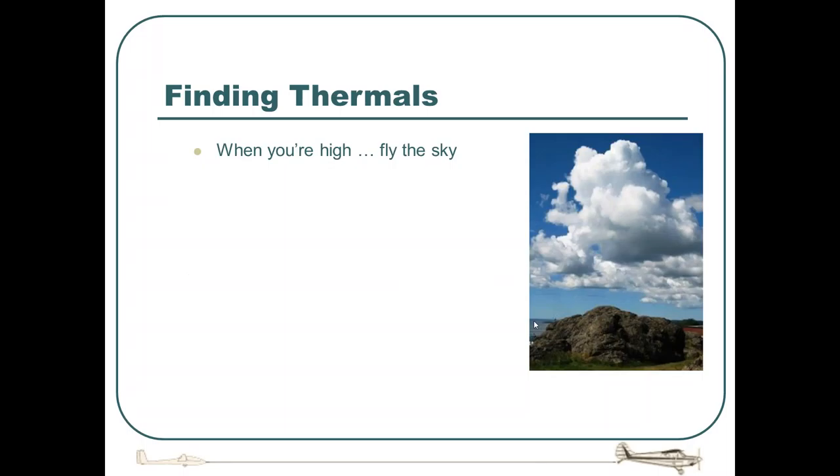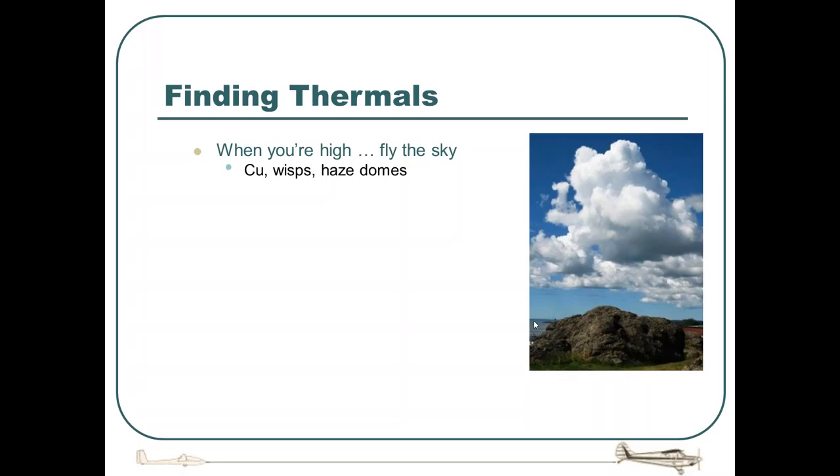So when you're flying, you're looking for thermals. A couple of rules that kind of work quite nicely. When you're high up, look towards the sky to see where your next thermal is going to be. In other words, look out for the next cloud and fly towards that cloud, and fly to the highest domed area underneath that cloud, and to the sunny side and the upwind side of that cloud. That's most likely where you're going to find the lift.